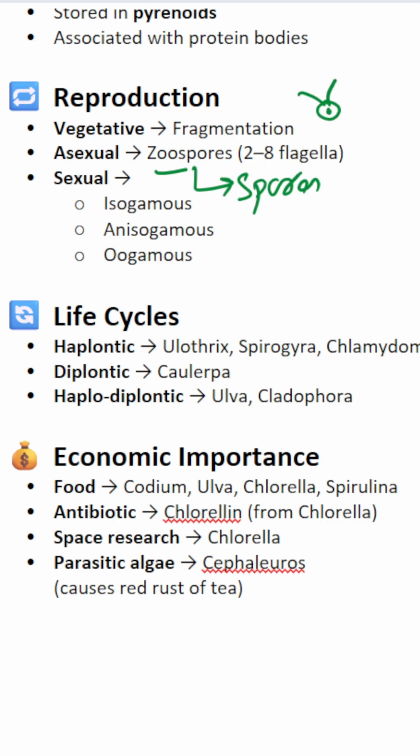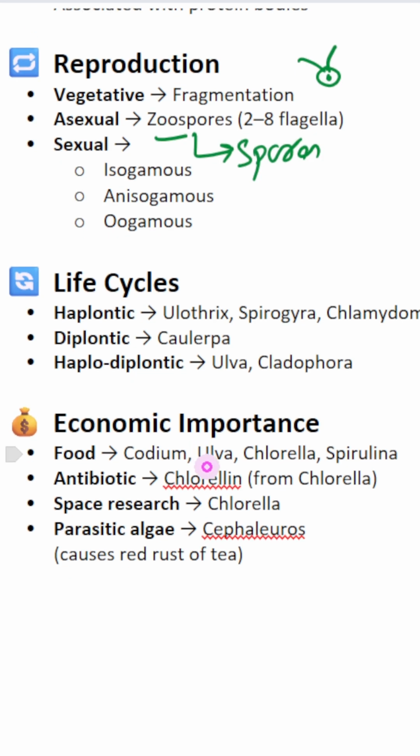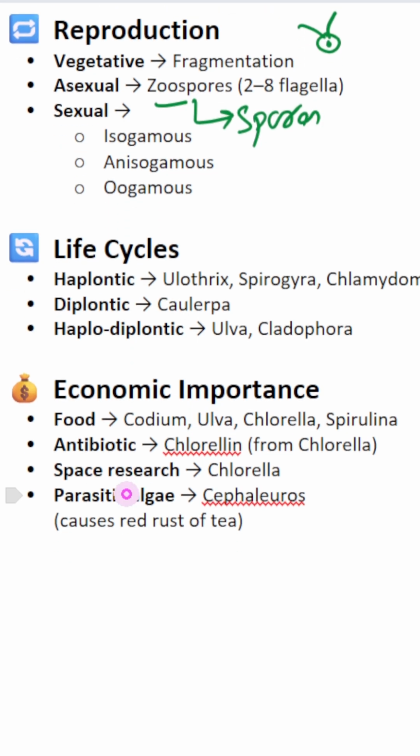Now let's move to the last part, the economic importance. What are these algae used for? These algae are mostly used for food, for antibiotic production, for space research, and also as space food. Spirulina is used as the best space food. Chlorella is also used as a research material.